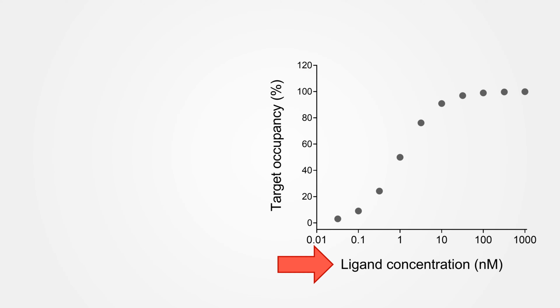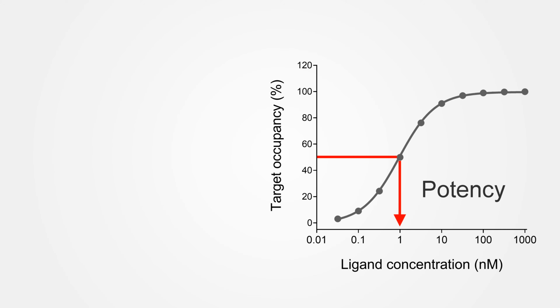Now we analyze the data to determine the potency of the ligand on the target. We fit the data to a sigmoid curve equation, and from this curve fit, we determine the potency. Potency is the midpoint x value on the curve here. More precisely, the concentration of ligand that elicits 50% of the maximal effect. The potency is 1 nanomolar in this case, as you can see.